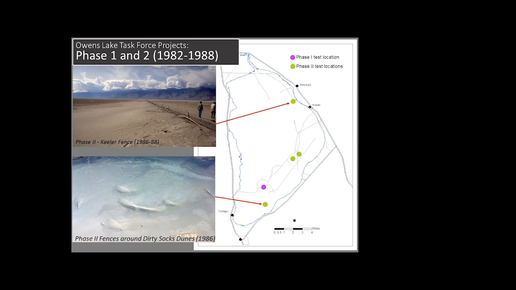They are now removed, so they're no longer there, but we have some sand fences that ring the dunes, trying to figure out where the dunes were moving to and how much the sand motion was in each of those areas. So you have eight short segments of sand fence that ring the Dirty Socks dunes. The dunes themselves are the smiley face feature in the middle of the photo. Then you have the sand fences that ring around the outside.